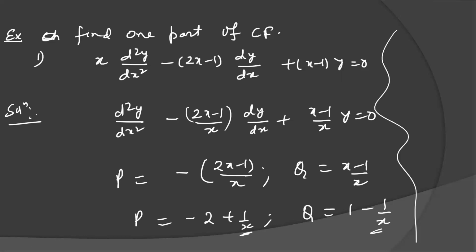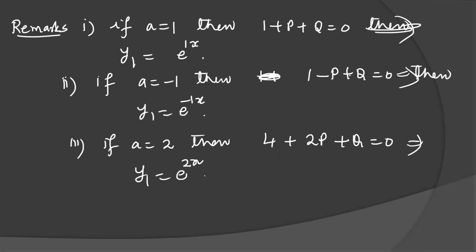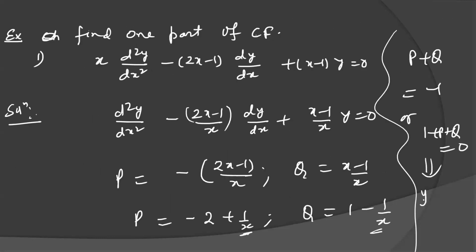You can see plus 1 by x and minus 1 by x. It means we have to add p and q. Then this factor is cancelled out. So if you add p plus q, you will get minus 1, or 1 plus p plus q equal to 0. If 1 plus p plus q is 0, then I told you your one part of CF is e to the power 1x. So this implies that the first part of CF is e to the power 1x.